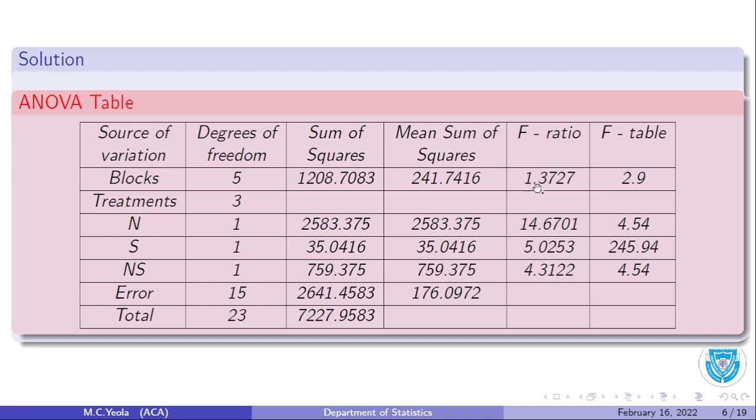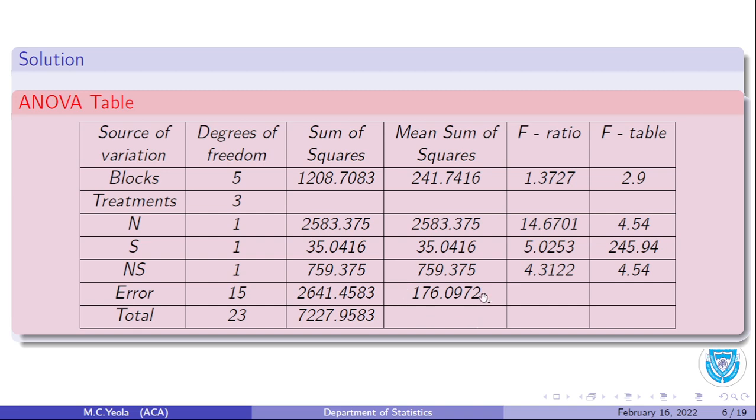How to get the F ratio here? The mean sum of squares due to that factor divided by the mean sum of squares due to error. So this divided by this value 176.0972, we are having this value. Similarly this divided by this one. 35.04 divided by this. See here, in the numerator we are having a smaller value than the denominator. So what do we do in that case? We take 1 upon F here.